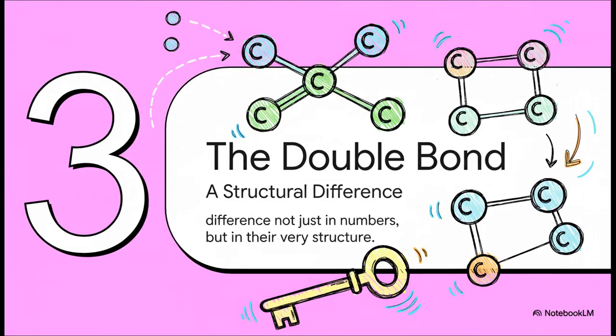So you gotta ask, where did those two missing hydrogens even go? Well, their absence points to the real difference between these families. It's not just about the numbers, it's about their entire structure. And this is the key that unlocks the whole mystery.